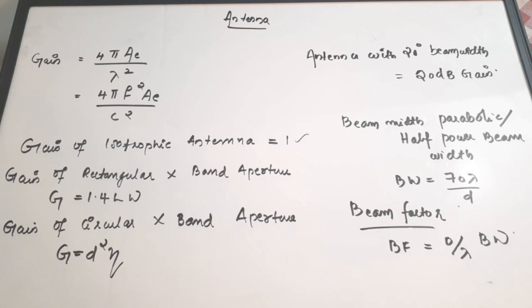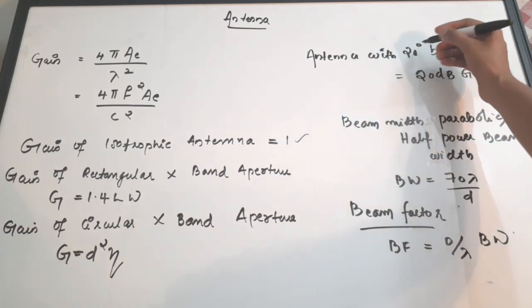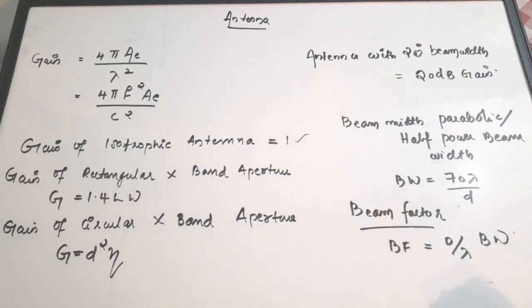Now we discuss the beam width. An antenna with a 20-degree beam width has a 20 dB gain. If the question is, if the beam width of an antenna is 20 degrees, what is the gain, with options A 20 dB, B 30 dB, the answer is 20 dB.